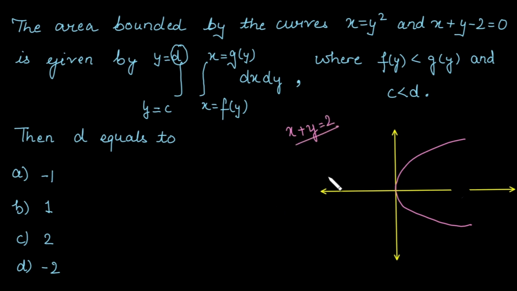So this is a straight line with intercept at x-axis at 2 and on y also 2. कैसे? x is equal to 0 पुट करो, y की वैल्यू क्या आई? 2. y is 0, x is 2. So it is a straight line passing through these 2 points. Now extend this one. Bounded region कौन सा है? This one.